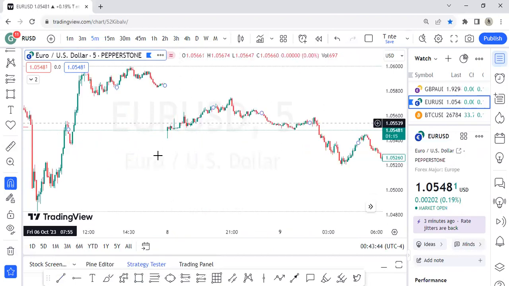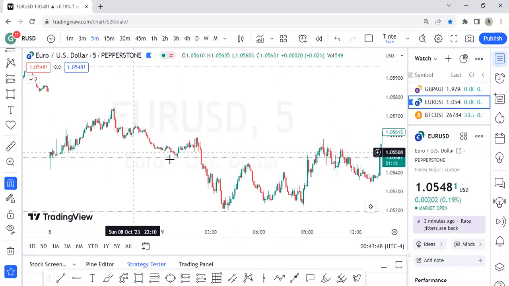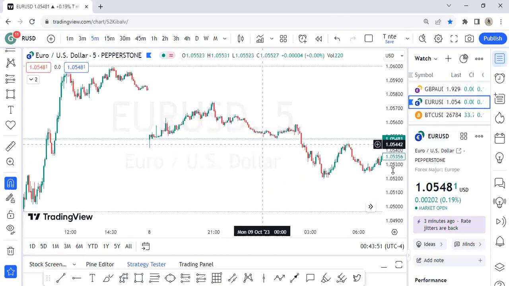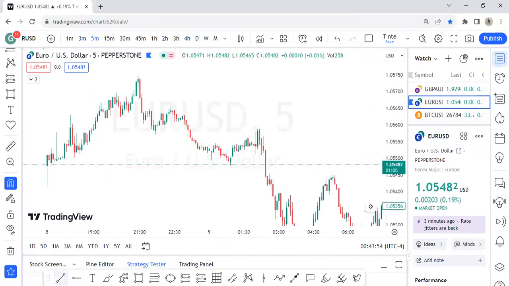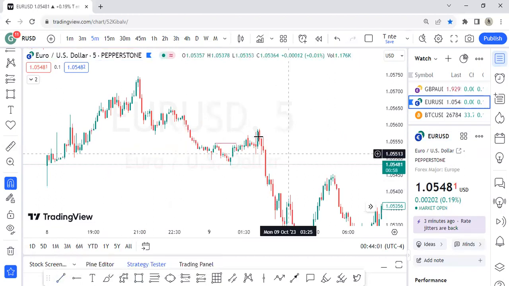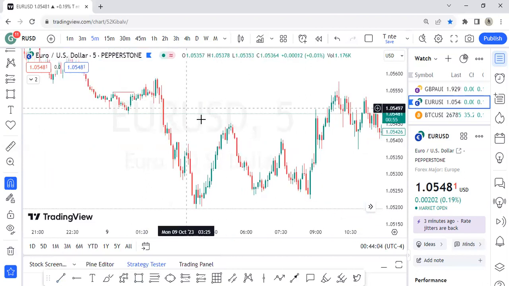Can you see how this thing happens? Now let's see here. Look at this point here. Can you see this inducement as well? The market was kind of trending bearish. The market took out this inducement and then dropped down. So you can see how this occurs on repeat, all the time.